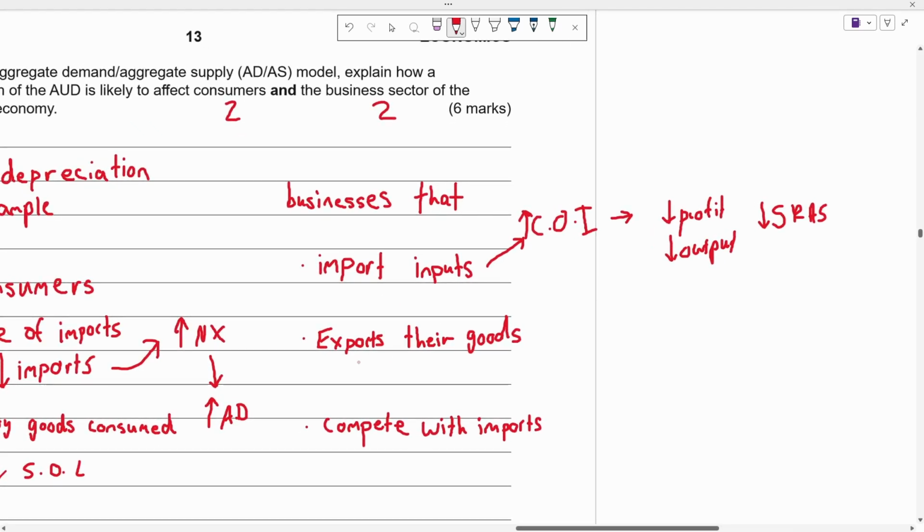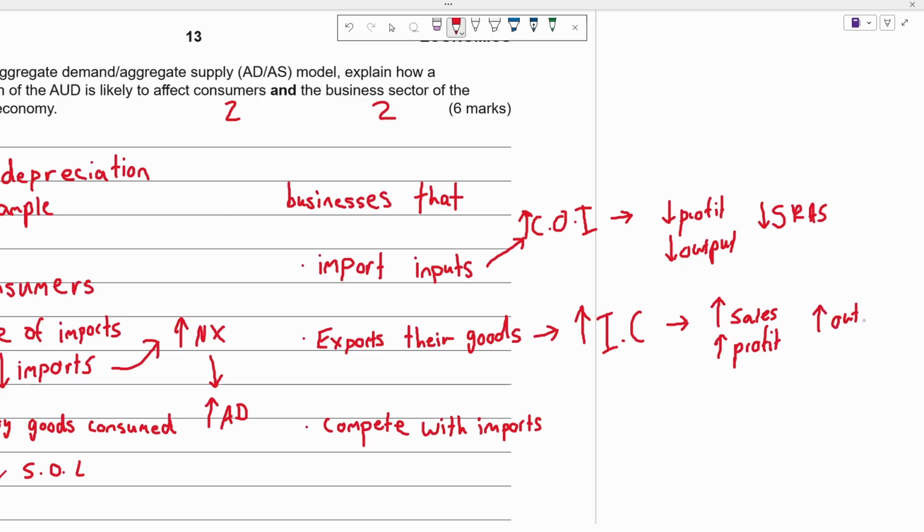Now, businesses that export their goods, so a depreciation in general would benefit businesses that export their goods in the long run. Why? Well, as a depreciation occurs, that's going to make Australia's export prices cheaper. So therefore, Australia's goods are cheaper relative to foreign goods, and that's going to increase Australia's international competitiveness. So as Australia's international competitiveness increases, these businesses are going to make more sales, make more profit, and eventually in the long run, they will increase their output. So they're benefiting from this.